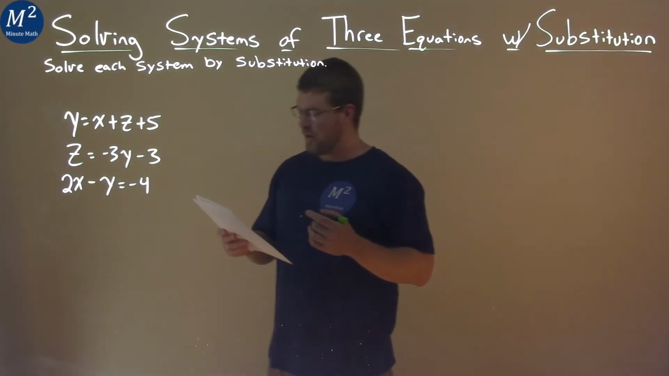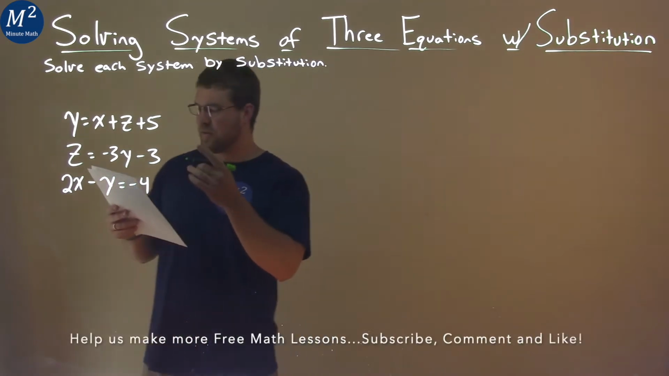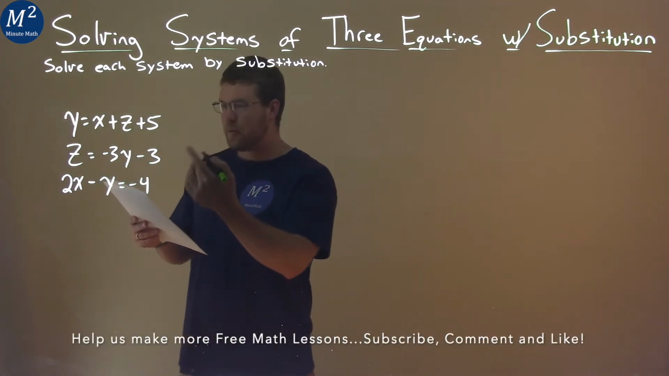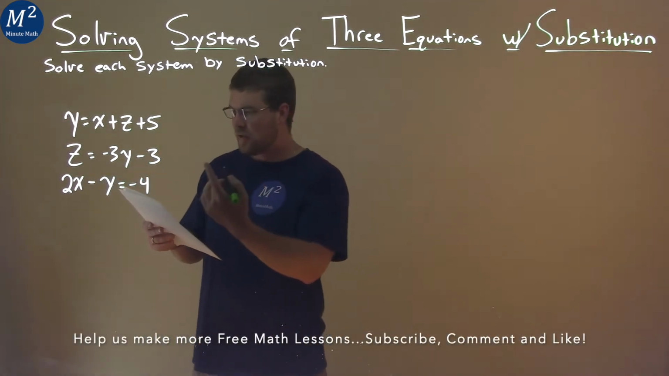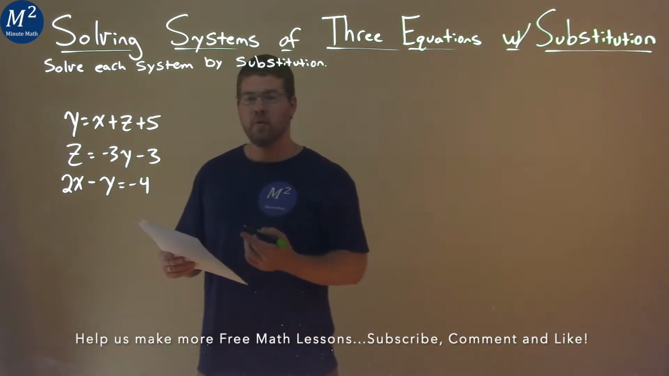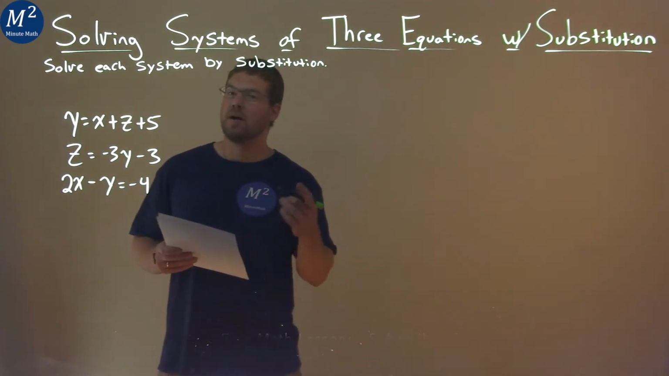We're given this problem right here. Y equals x plus z plus 5. Z equals negative 3y minus 3. And 2x minus y equals negative 4. And we need to solve the system by substitution.